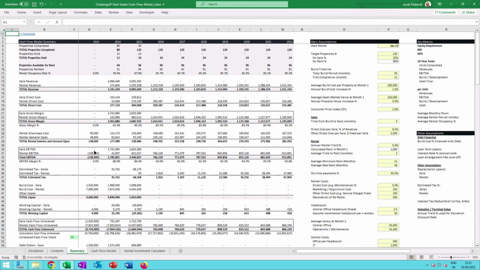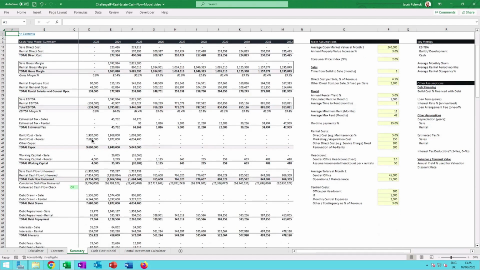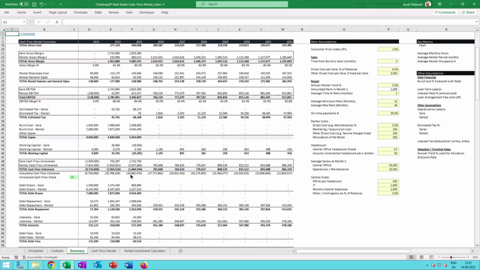That will lead us to the calculation of EBITDA, which is the earnings before interest, tax, depreciation, and amortization. And then there will be some tax calculations related to sales and the rental of the properties. And then here we'll proceed to calculation of a build cost for the properties that are aimed to be sold or rented, a bit of a working capital, then finally the calculation of cash flow unlevered. So any cash flow that is resulting from our assumptions before we insert any debt calculations.